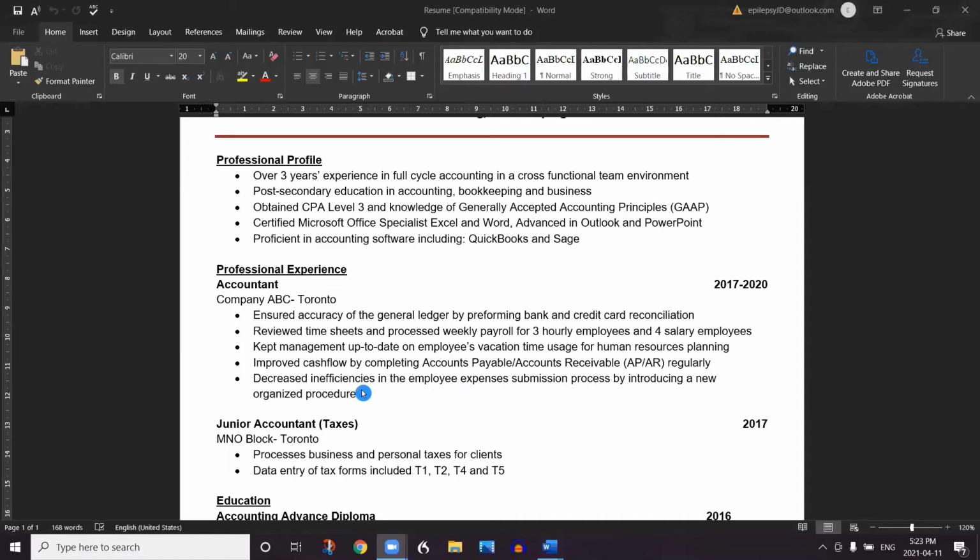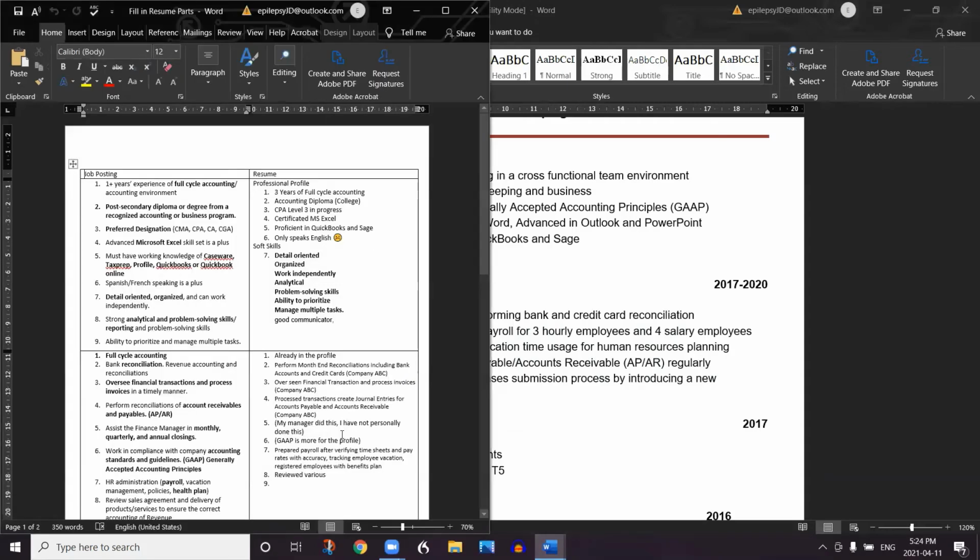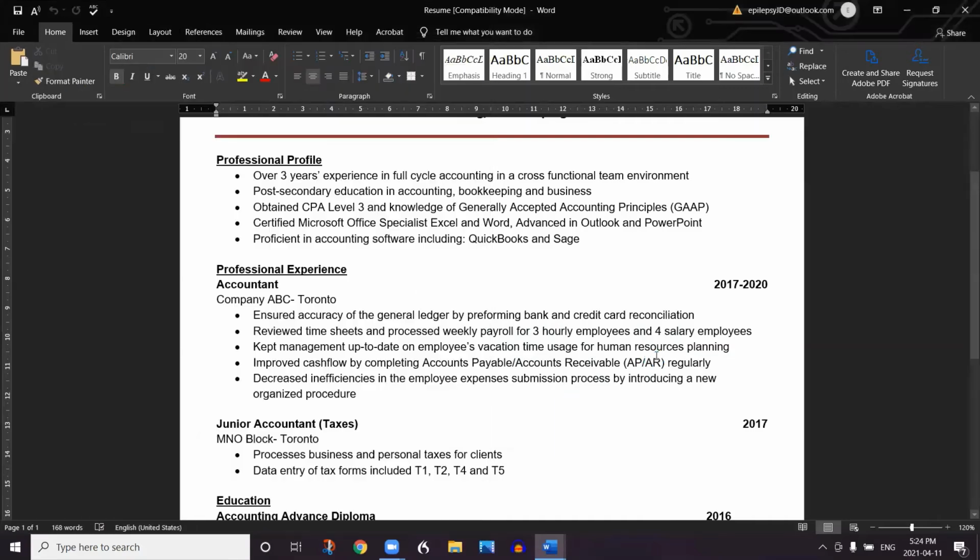All right, so we've gone ahead and made some changes. We added some metrics to this first line: reviewed timesheets and processed weekly payroll for 3 hourly employees and 4 salary employees. Yes, we're talking about small numbers, but it's good to have some metrics there. We added a point about vacation time because that was one of the lines here about verifying and tracking vacations. It was part of the job, it just wasn't in the resume, so we added it in.